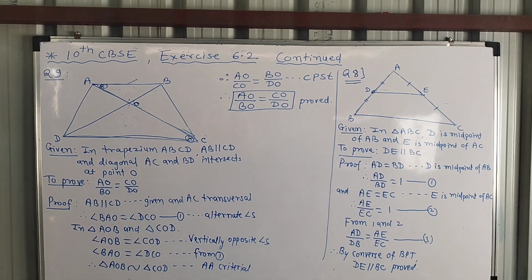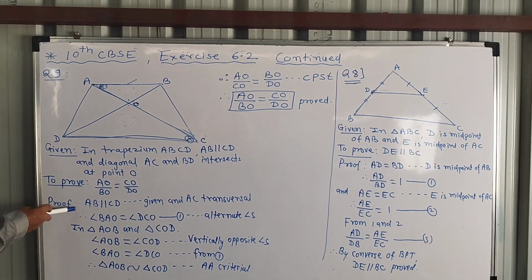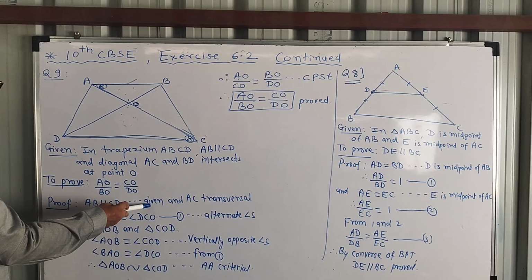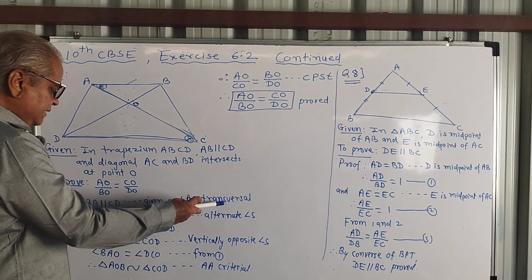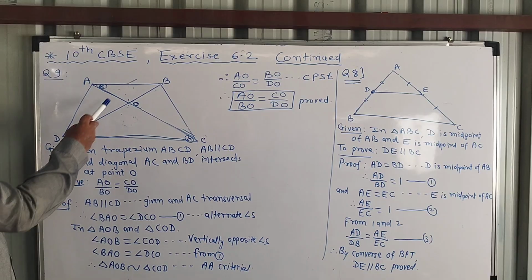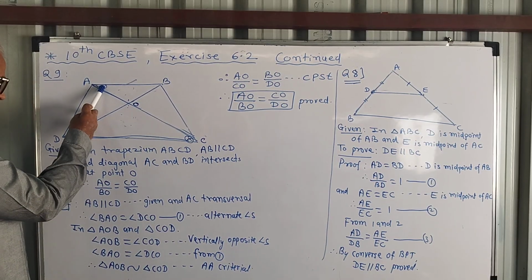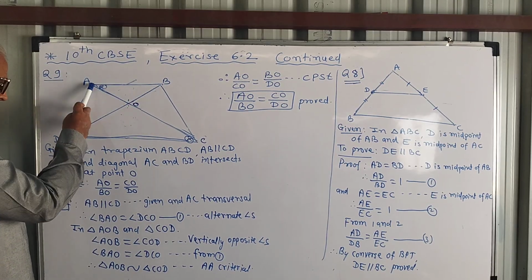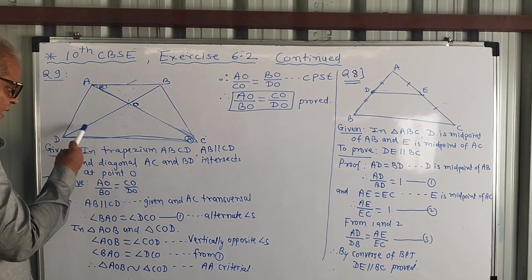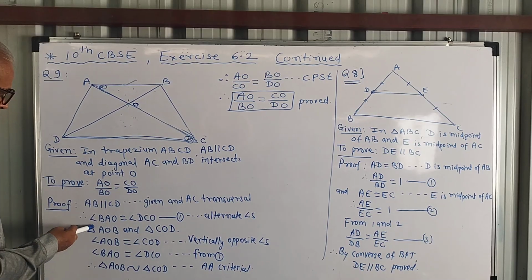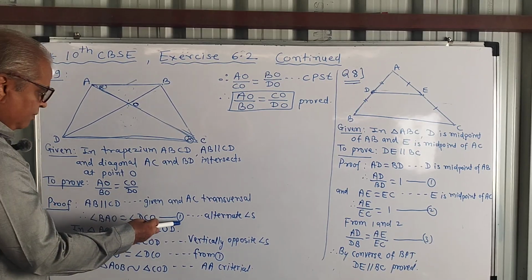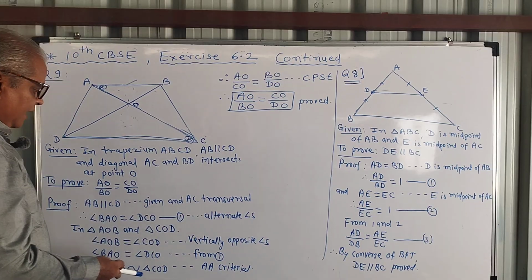So let us see how to write the proof. AB parallel to CD, given, and if you take AC as transversal, then angle BAO, I have marked it here, cross and cross. So this angle is equal to this angle. What is the name of this angle? BAO. And what is the name of this angle? DCO. So BAO is equal to DCO. Number one, reason is alternate angles.